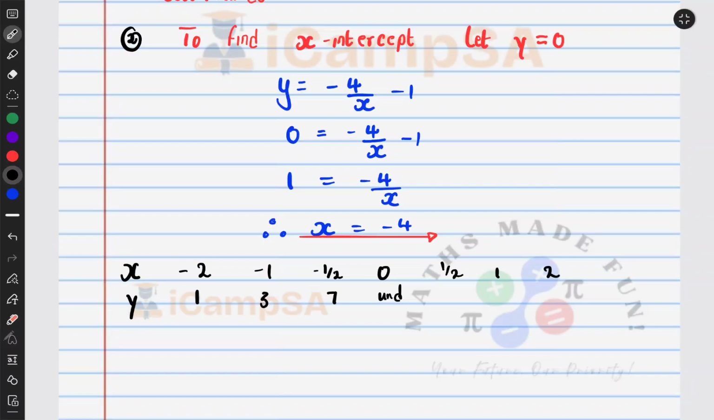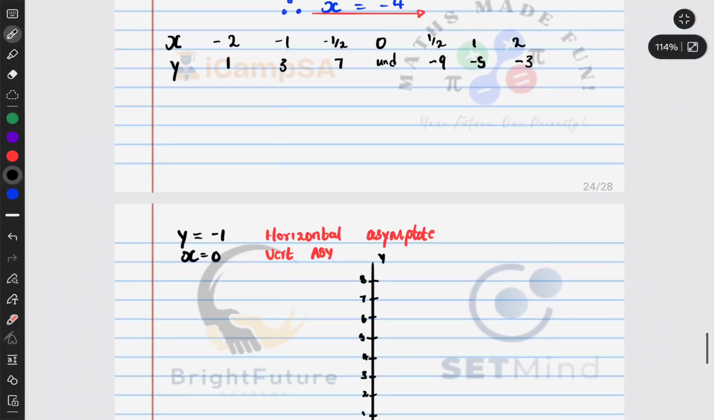Then we have negative 4 divided by 1 over 2. That would be negative 8, minus 1 is negative 9. And then negative 4 divided by 1 is minus 4, minus 1, it's minus 5. And negative 4 divided by 2 is minus 2, minus 1 is minus 3. Those are our values. Let's plot the points.